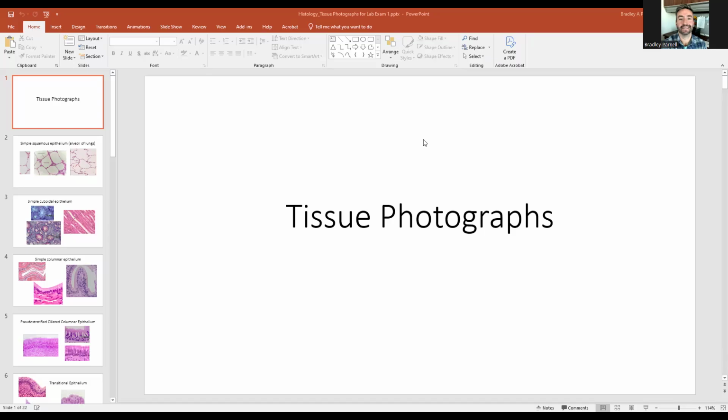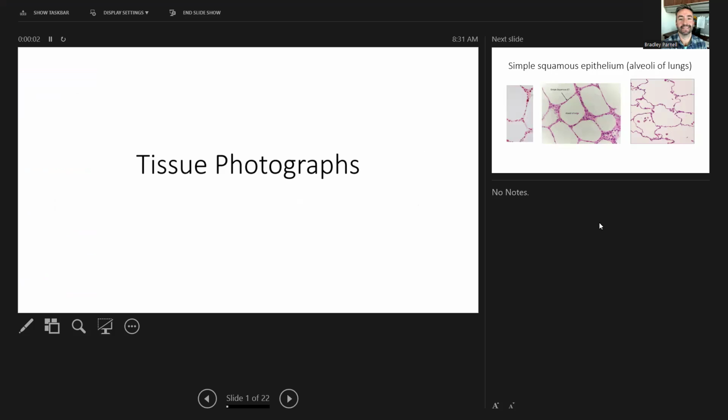Hi, everyone. I just wanted to take a minute to quickly go back over the tissues that we talked about this week. So I'm just going to quickly go through the slides and give you some reminders of how I recognize these tissues and I'm able to tell them apart from each other.